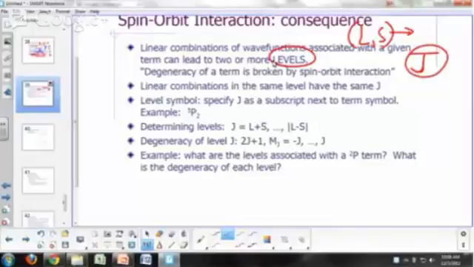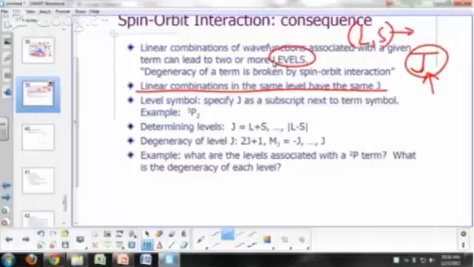So this allows us to further split the degeneracy into what we call levels. So a given J will be associated with an energy level for an atom. Okay? So linear combinations in the same level will have the same J. So we can modify our term symbol by attaching a J as a subscript next to the term symbol.